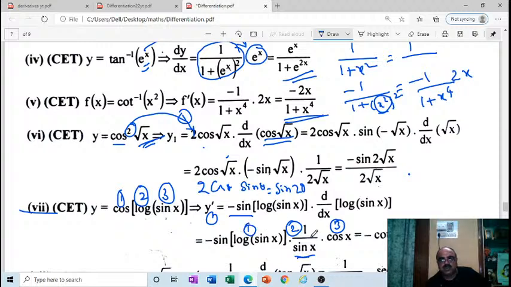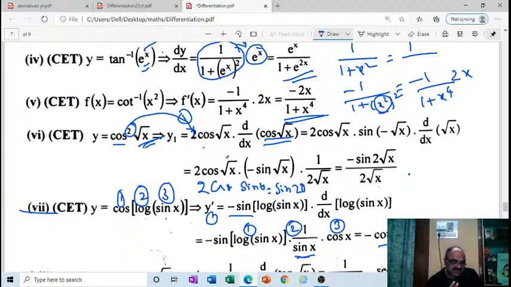1, 2 and 3. So cos differentiation is minus sine and log differentiation is 1 by the value of that, and sine differentiation is cos. Now cos x by sin x is cot x, minus sine was here, that is there in this, into sine of log sin x.